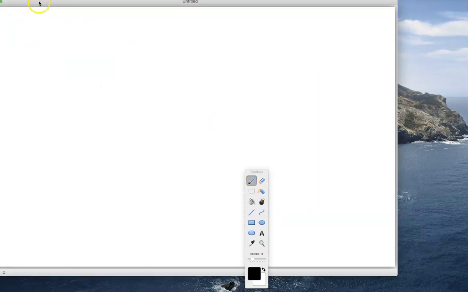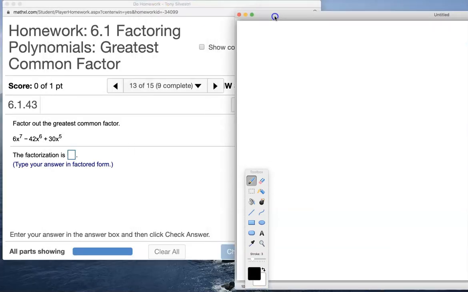Come over here. New sheet of paper. A virtual sheet of paper. I'm going to write down the problem: 6x to the 7th minus 42x to the 6th plus 30x to the 5th. Okay, we wrote it down on our paper. Now we analyze what we wrote down.